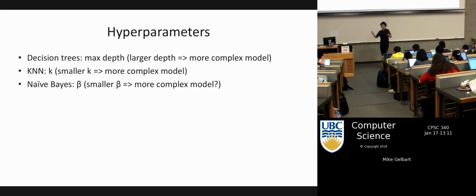So, by complex, I mean being allowed to change what you predict constantly as I move to different parts of the space would be more complex than, no, I'm only allowed to predict one thing everywhere.